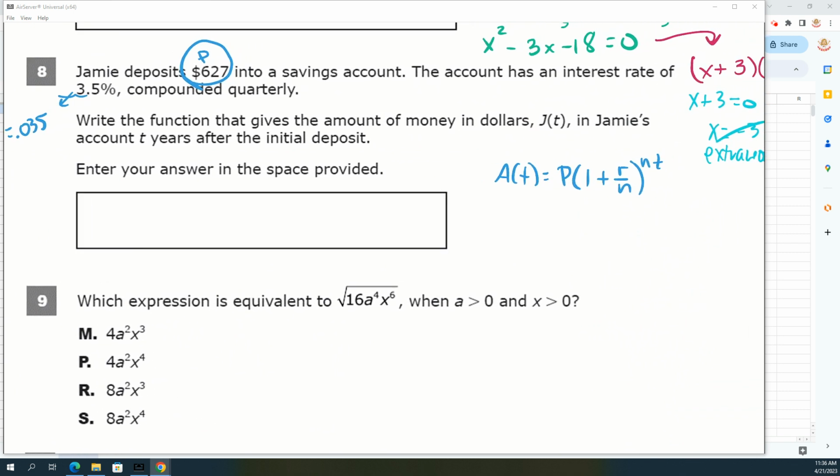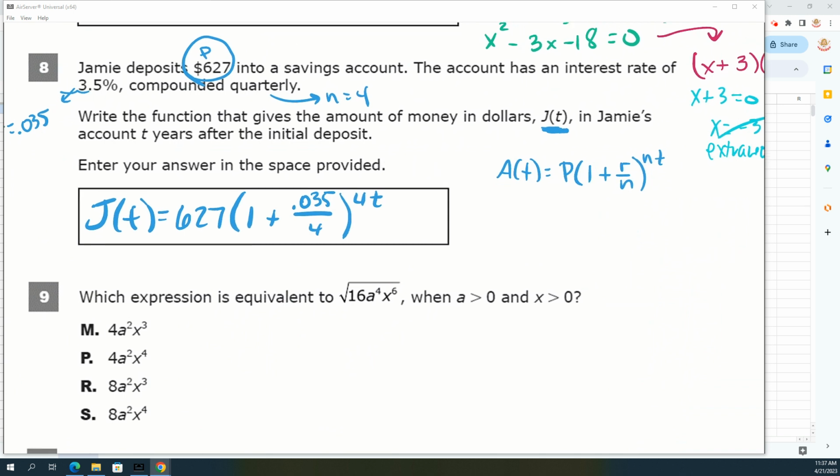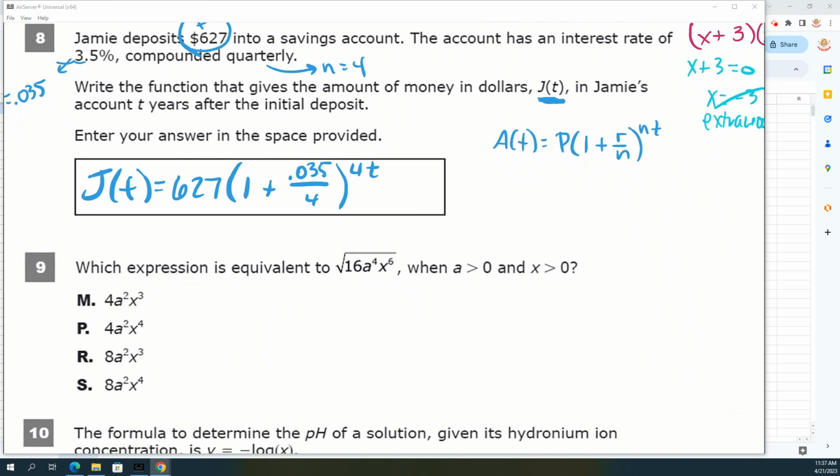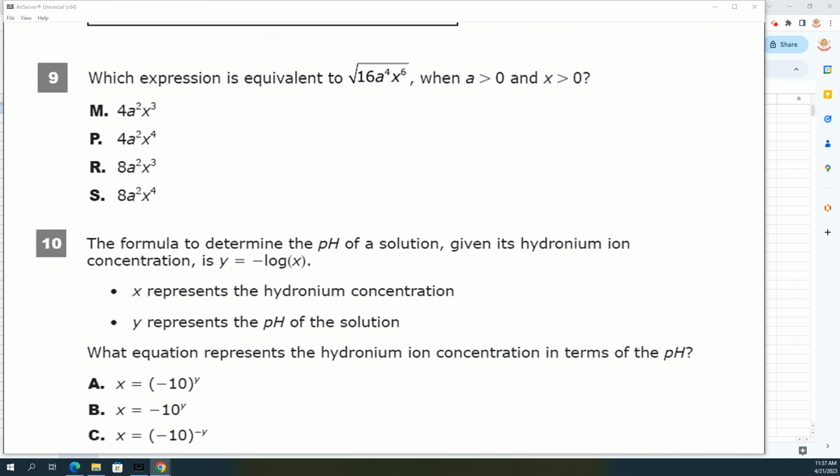All right. Quarterly has to do with N. Compounded quarterly means 4 times per year. So N is 4. Okay, so I'm going to call this what it tells me to call this, which is J of T. So we enter our P, the R, n, and t is going to be the variable. That was probably difficult to type in on that Google form, but it's possible on the real test you'll have to type stuff in.